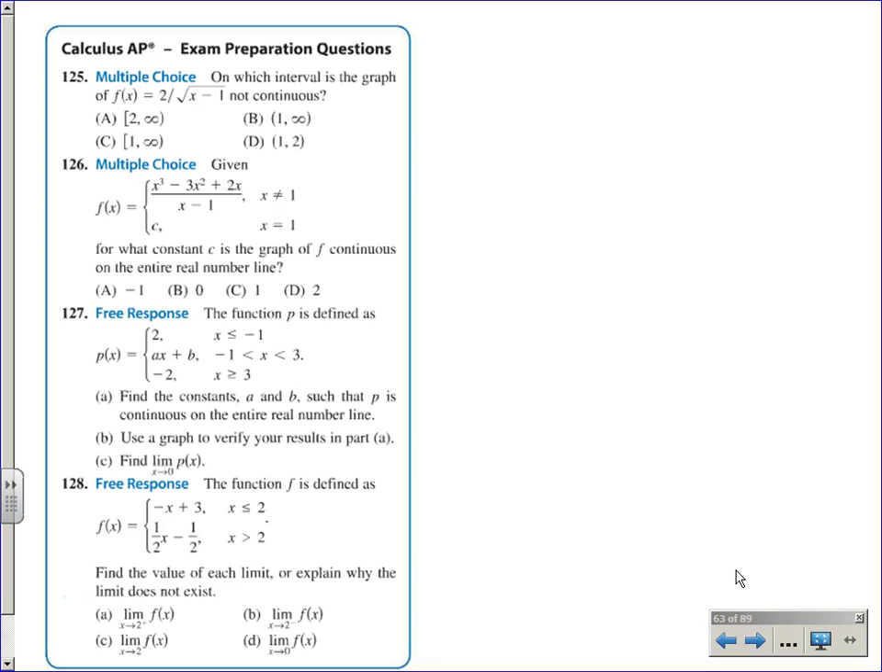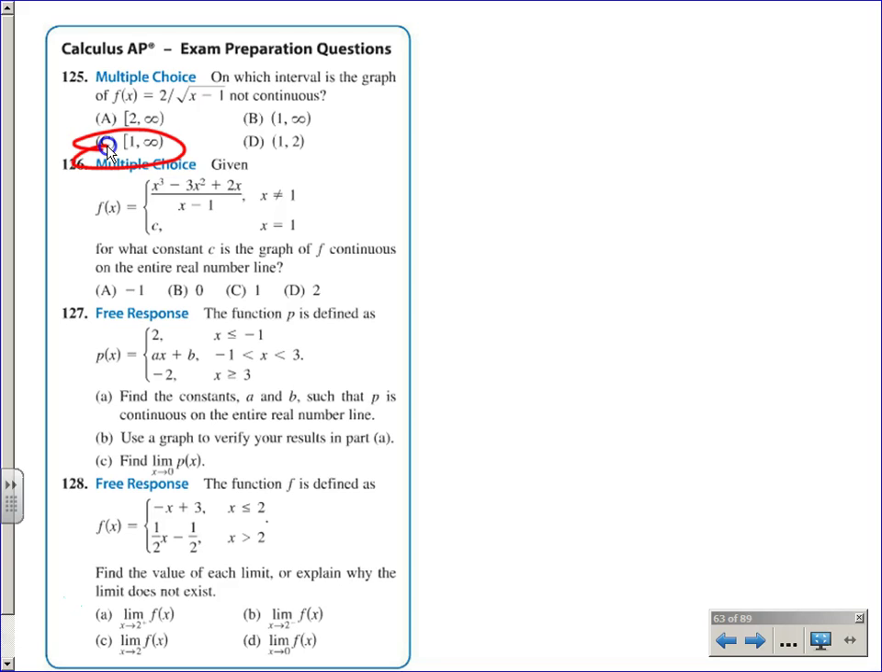On which interval is the graph of f of x equals 2 over the square root of x minus 1 not continuous? What did you guys think? Not continuous. How come? It includes 1, and what's wrong with 1? Yeah, it's a number over 0. It's actually a vertical asymptote, but it is a discontinuity, because it's a number over 0 if you plug it in.